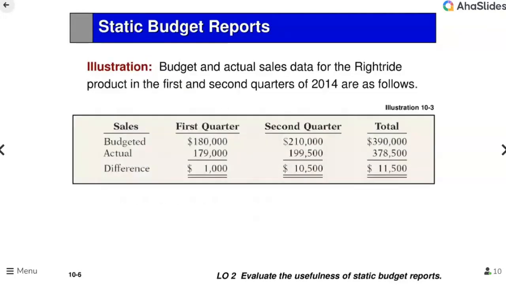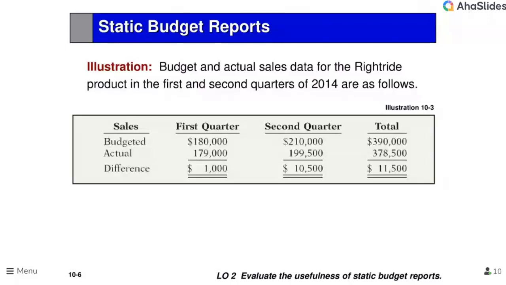It's okay if we're talking sales. Sales is output. All other budgets, you understand what I mean? But the sales is a static number. So if we're going to compare actual to static, it's okay for sales. So for example, here we have first quarter sales, actual 179, budgeted 180.